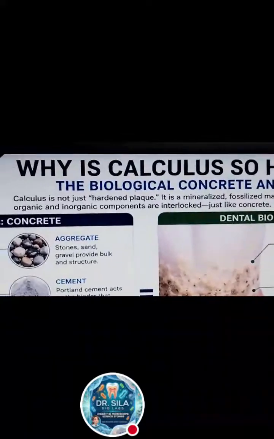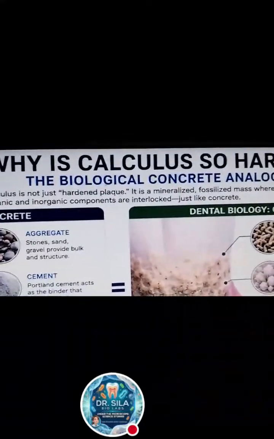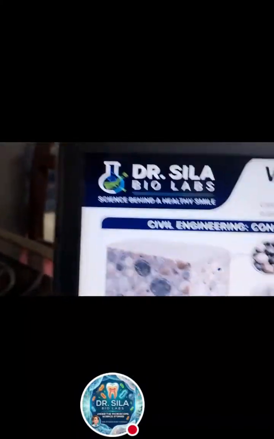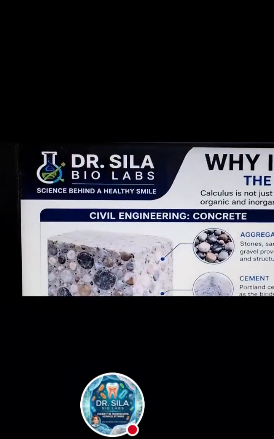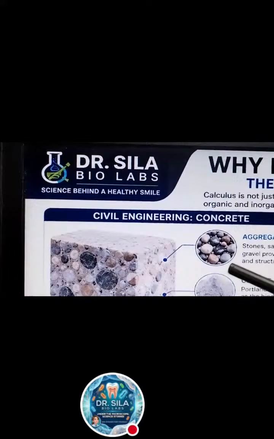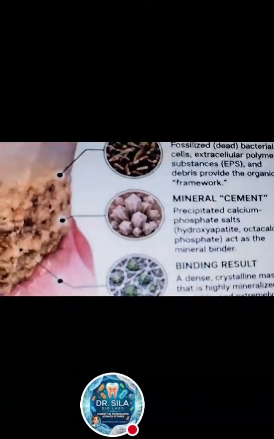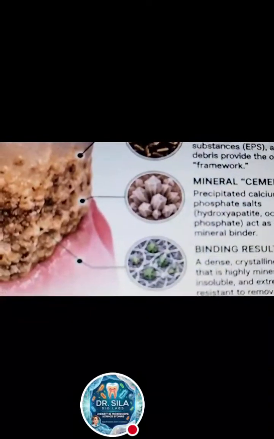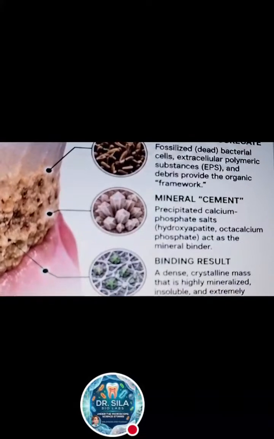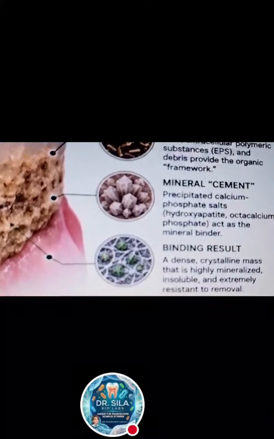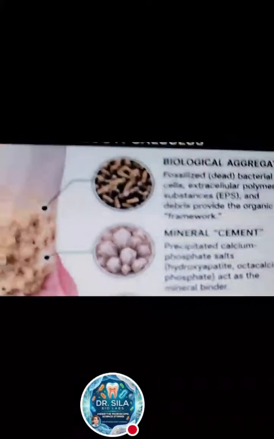Now, why is calculus so hard? The biological concrete analogy. In civil engineering, concrete is aggregate, cement, and binding resin, right? Actually, calculus is not just hardened plaque. It is a mineralized, fossilized mass where organic and inorganic components are interlocked, just like concrete.